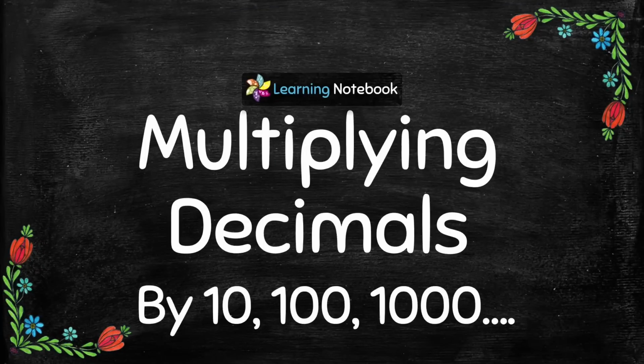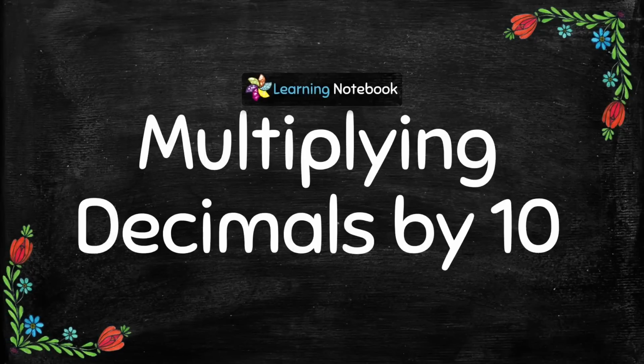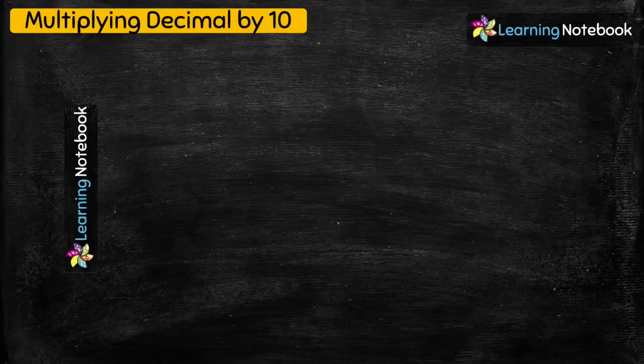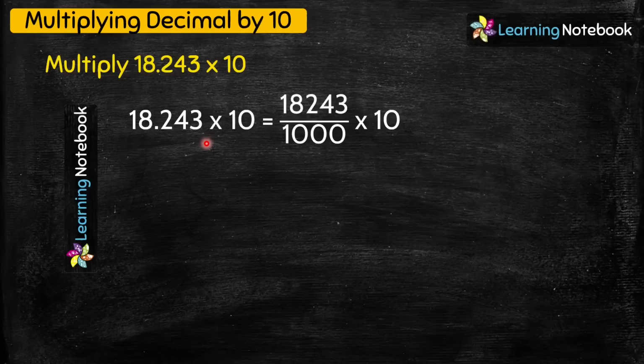Now let's see how to multiply decimals by 10, 100 or 1000. First, we will learn how to multiply decimals by 10. The question is, multiply 18.243 by 10. Students, to solve this, first we will convert the decimal number into a fraction.